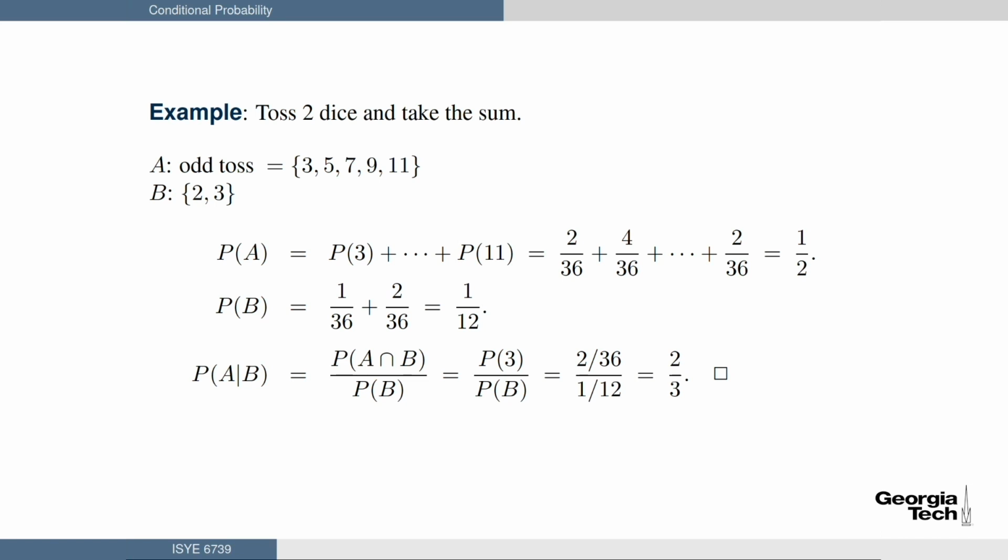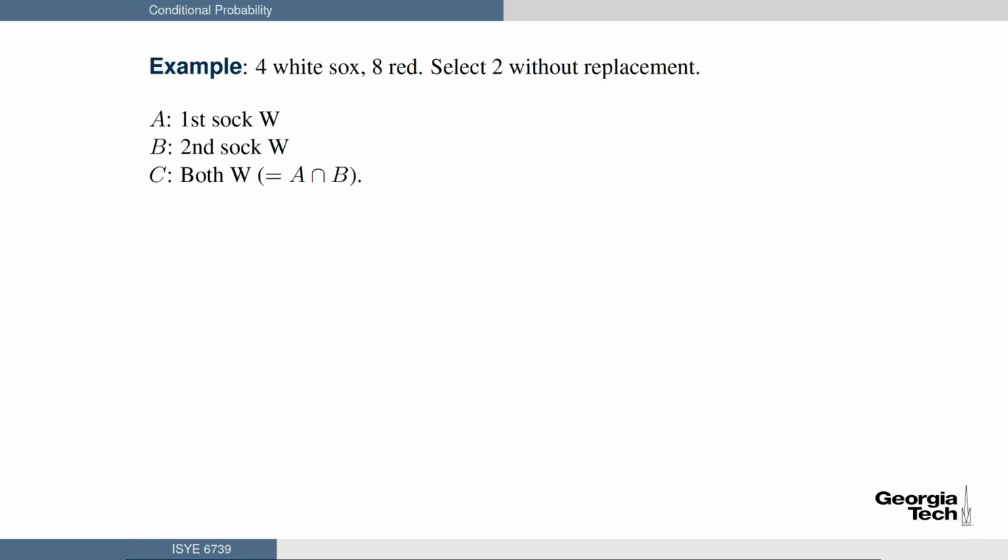Very interesting. So what we saw, the original probability of an odd toss was a half. But once we got the information that we saw either a sum equal to 2 or a sum equal to 3, then that probability of an odd sum went up to 2/3. Very, very interesting. Here's a more complicated example. Let's suppose we have a box of 12 socks.